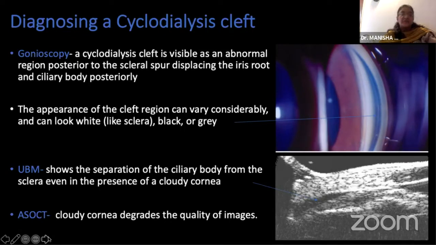The appearance of these clefts can be very different. They can look like whitish areas, black or grayish areas, but on a UBM, they can very distinctly be picked up as the separation of the ciliary body from the sclera.